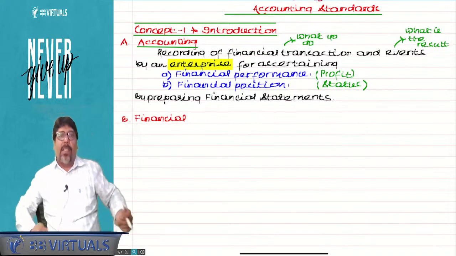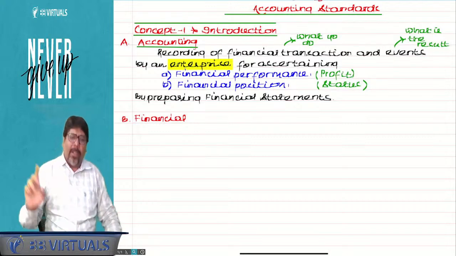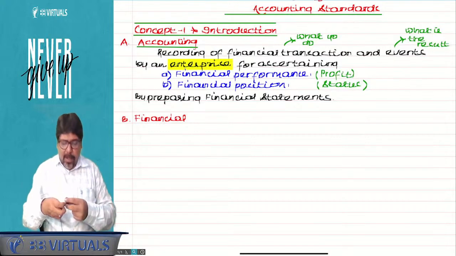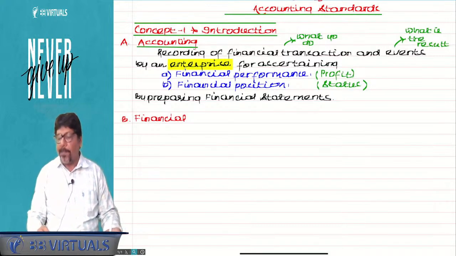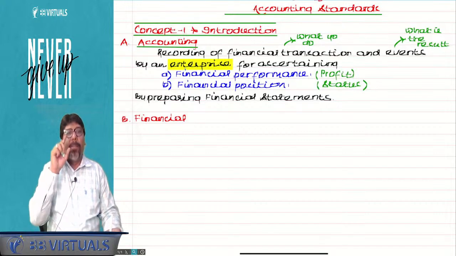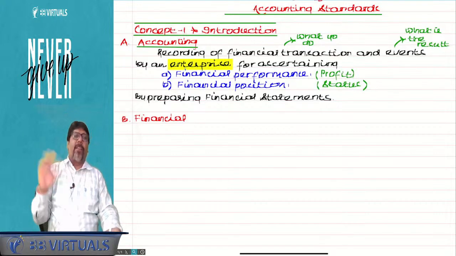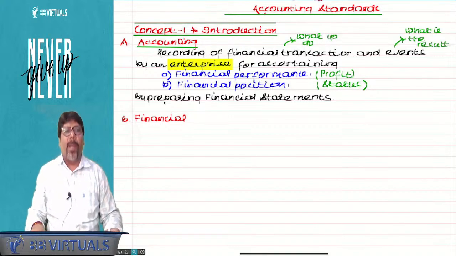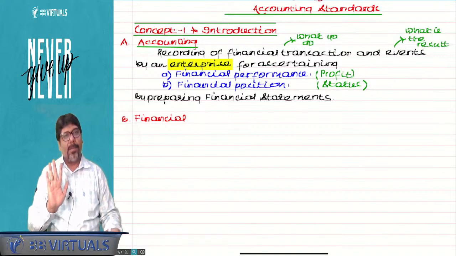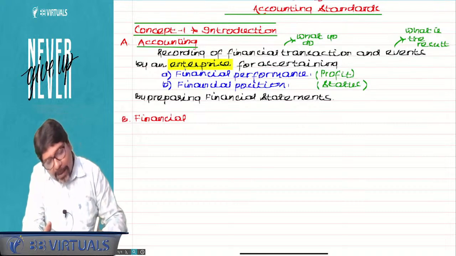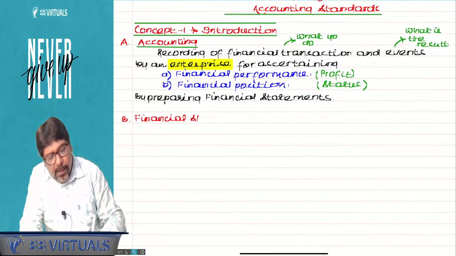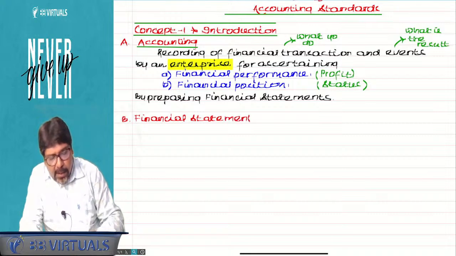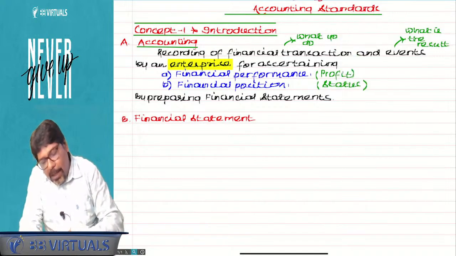But tell me honestly, Chartered, to find out profit and financial position, do you require all five? No, you don't require all five. You require how many? That is P&L and balance sheet. So when we are talking about financial statements over here, Chartered, we are talking about only two things: financial statements.